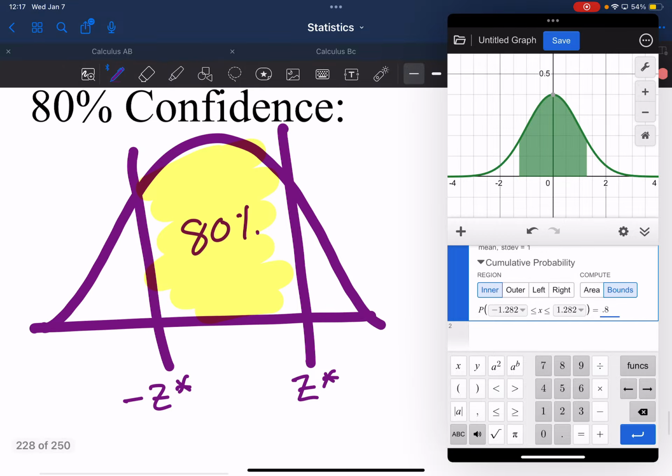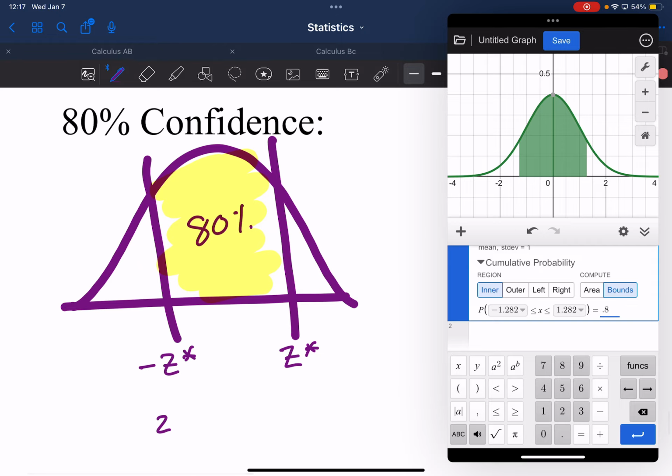Once we have our picture, we can just write what Z star is. And we found that Z star is 1.282. Did we put plus or minus or no? No, it's always positive. Okay, so go ahead and take a minute and do the next one, once you're done copying this down. And if you finish that one fast, go ahead and do the last two.